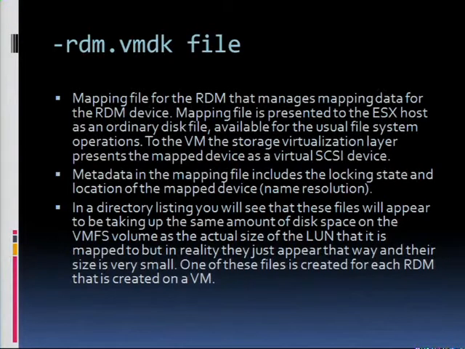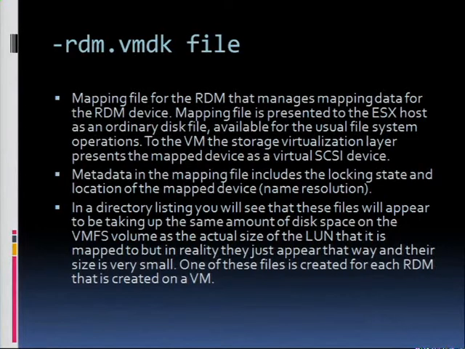The metadata is stored in the mapping file, and that includes the locking state and location of the map device for name resolution. If you do a directory listing, you'll see these files will appear to be taking up the same amount of disk space on the VMFS volumes as the actual size of the LUN that is mapped, but in reality, it's just a small little text file. If you actually go open it up and edit it, it's just appearing to be that large. But if you actually go into the VM's home directory and look through other utilities, you actually see that it's a lot smaller. And one of these files is created for each RDM that is created on a VM.